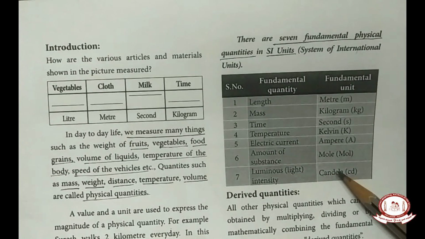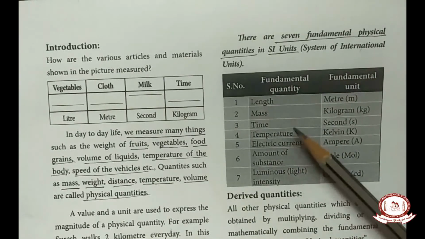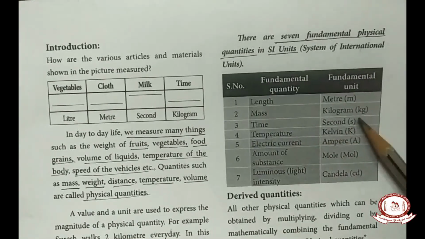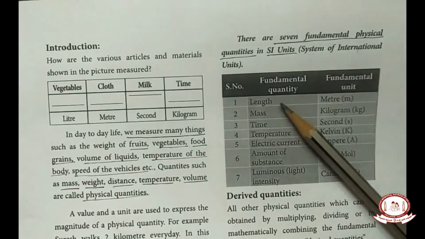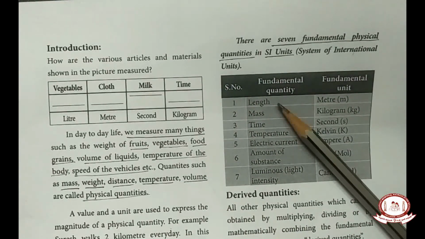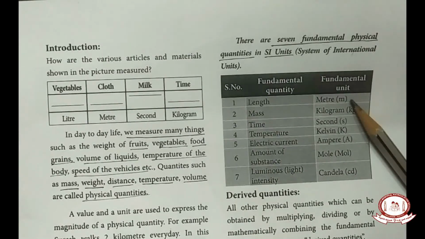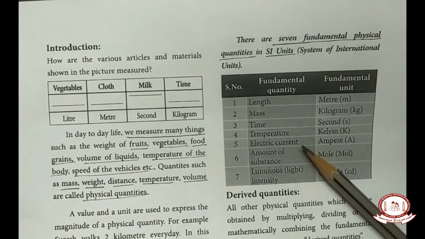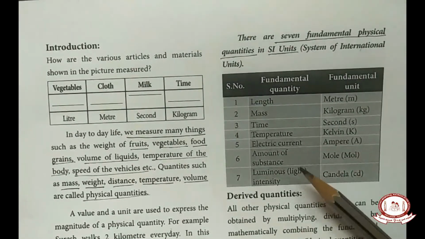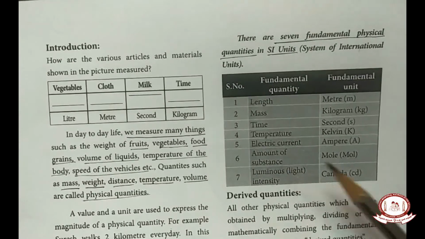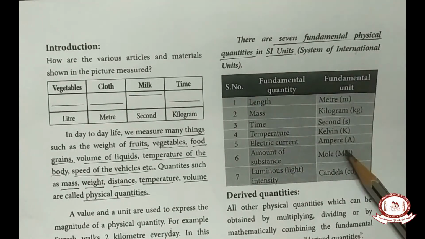Did you get it, children? What is the fundamental unit of time? The fundamental unit of time is second. What is the fundamental unit of length? The fundamental unit of length is meter. What is the fundamental unit of electric current? Ampere. So you must study both sides, the fundamental quantities as well as the fundamental units.